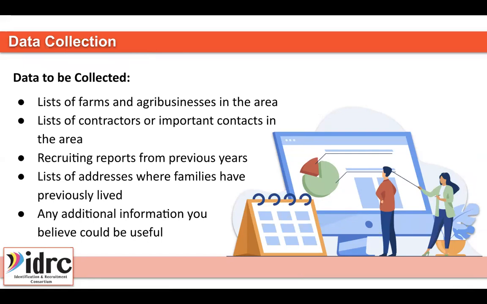All states should have farm lists and lists of agribusinesses in your area. If you do not have farm lists, the IDRC website features H2A worker maps that you can check and visit to see where farms are in your area, as well as the consolidated farms list. If you are interested in the consolidated farms list for member states, feel free to reach out to us, and we'd be more than happy to share it with you.